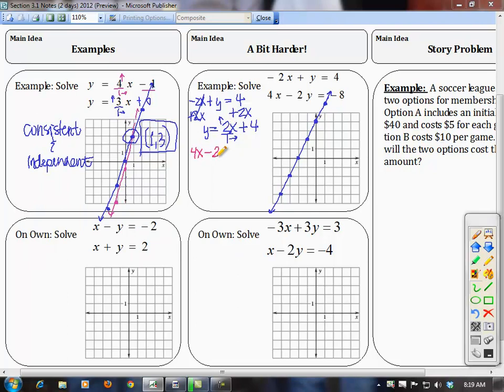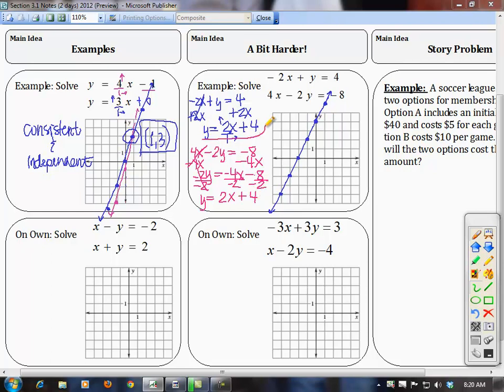4x minus 2y equals negative 8. So the 4x is positive, so I'm going to subtract 4x. So I have negative 2y equals negative 4x, and then I had a negative 8, so minus 8. I'm going to divide every number by the negative 2 that's in front of the y. Negative 2, and that goes away. So negative 4 divided by negative 2 is a positive 2 with an x. Negative 8 divided by negative 2 is a positive 4.